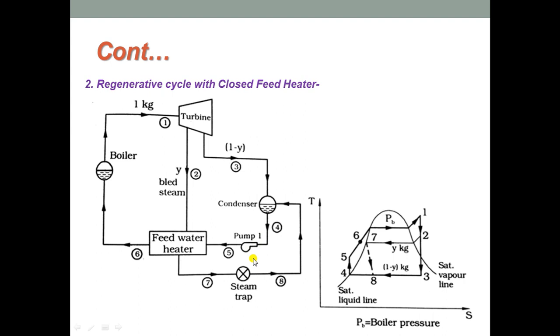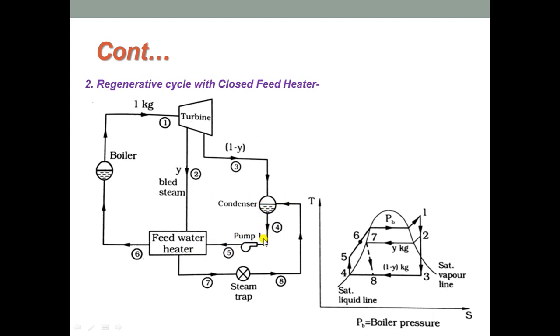But in the open feed water heater, the working substance coming from the condenser and the bleed off taken from the turbine both get mixed in the feed water heater, but here it will not mix. In the closed feed water heater type, shell and tube type recuperators are used because both will not get mixed. The feed water coming out of the condenser flows through the, this is the condenser direction.